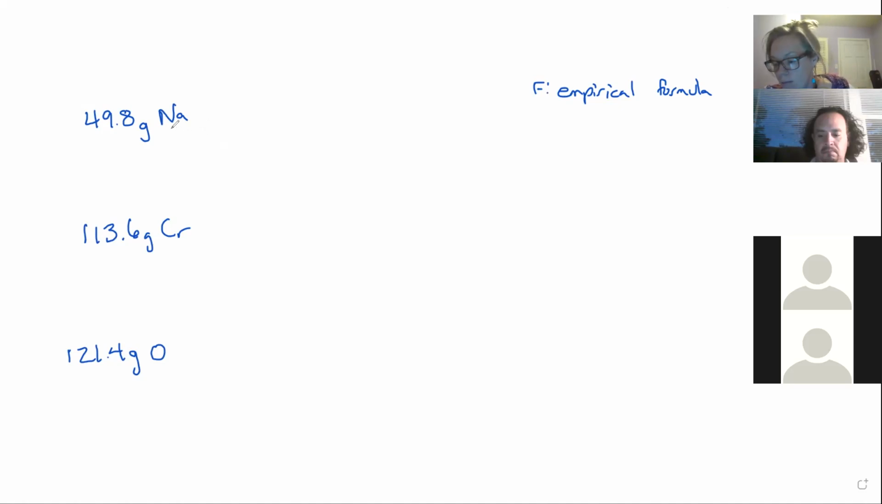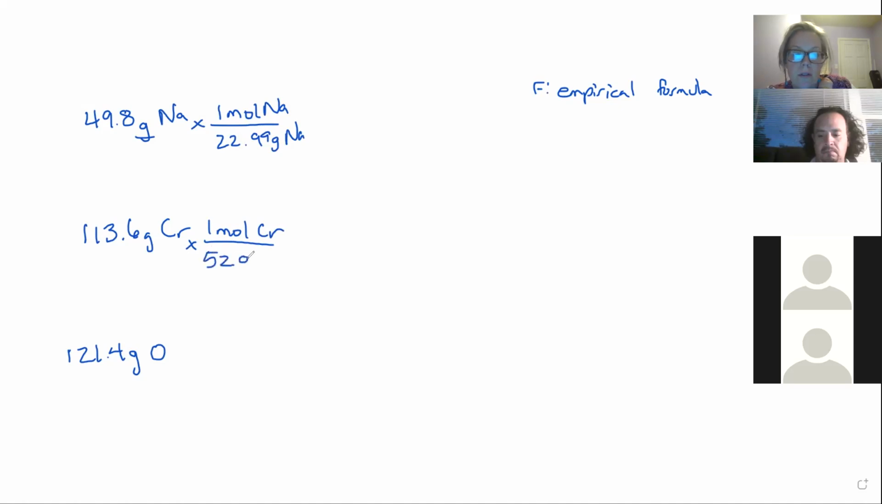Okay, so for this one, same process. We're given it in grams, so we don't have to assume percent gram. But we do need to go through that process of dividing by the molar mass. So sodium has a molar mass of 22.99 grams. Chromium has a molar mass of roughly 52.00 grams. And then oxygen, our good old oxygen, is that nice 16.